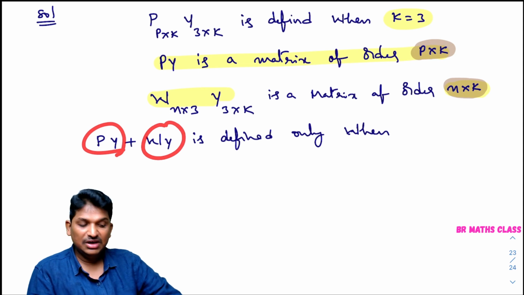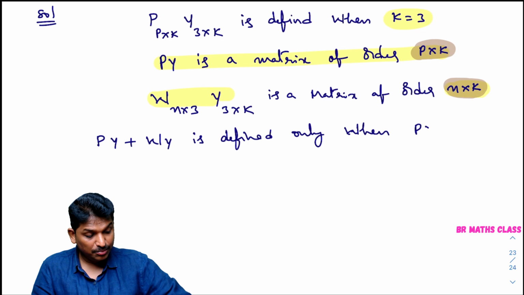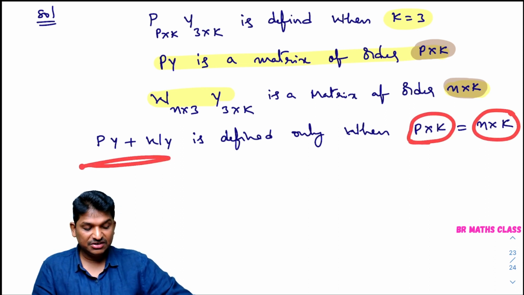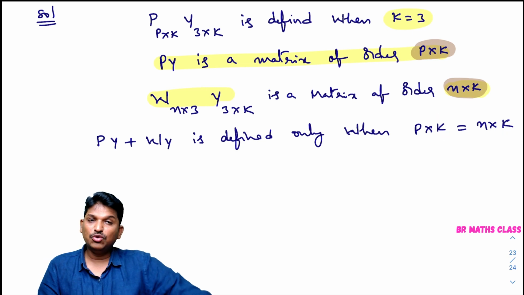That means we got that PY is a matrix of order p by k and WY is a matrix of order n by k, and these two are equal. When these two are equal, then only PY plus WY is defined. You see here this k is the same in both, no problem here. So here what must happen?